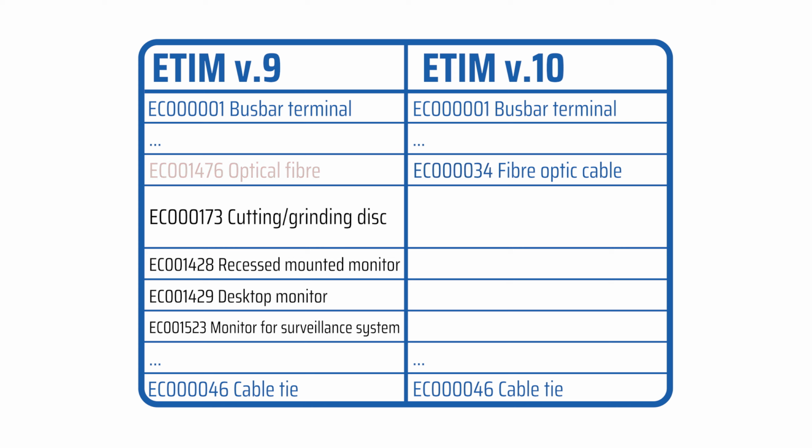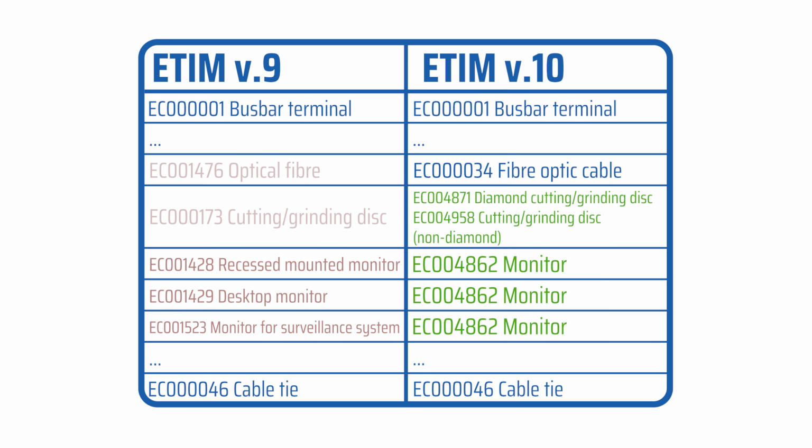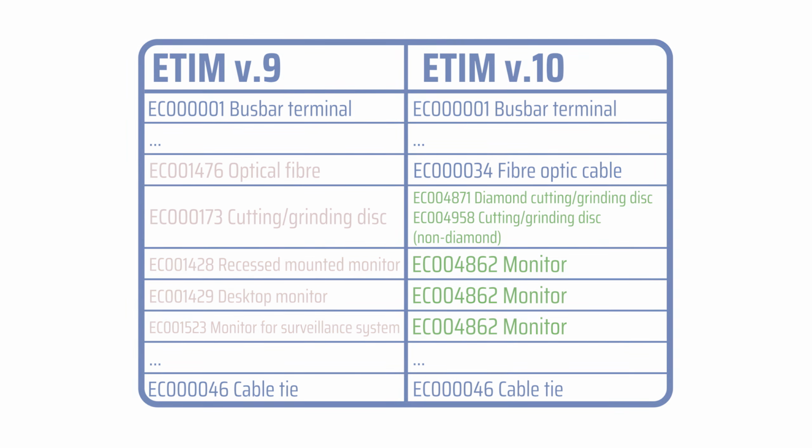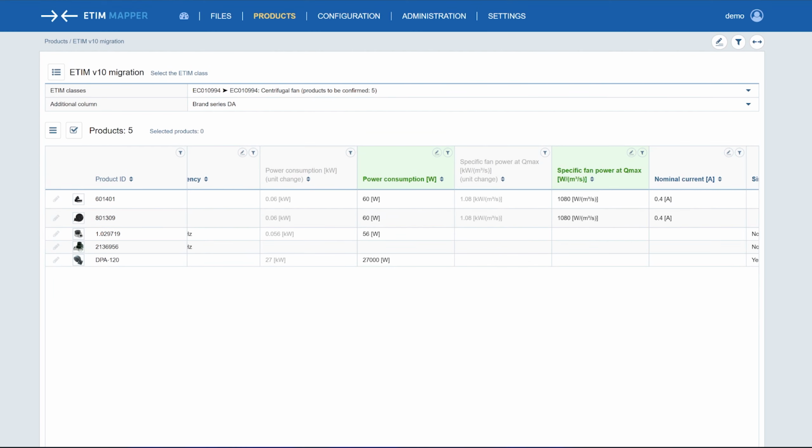In other cases, a single class may be replaced by several new ones, like cutting grinding disk, which was split into 2 new classes. Conversely, sometimes multiple older classes are merged into one, as seen when 3 different monitor classes were consolidated into a single new class. These changes aim to keep the classification system clear, up-to-date, and easier to use, so it's important to stay informed.